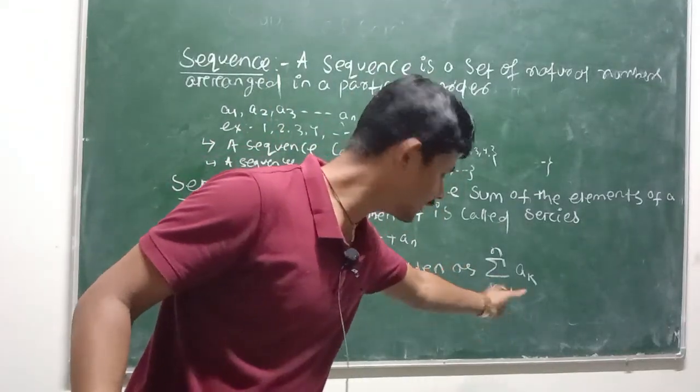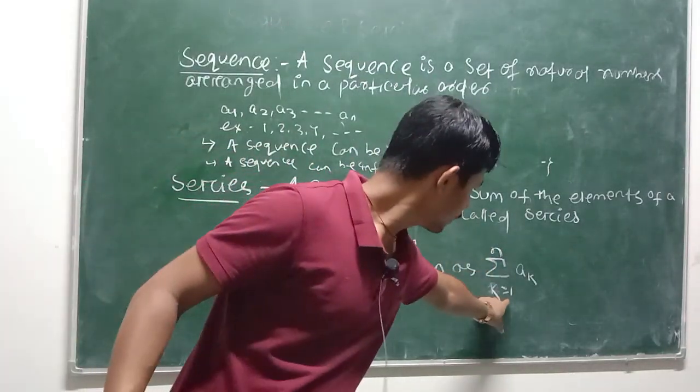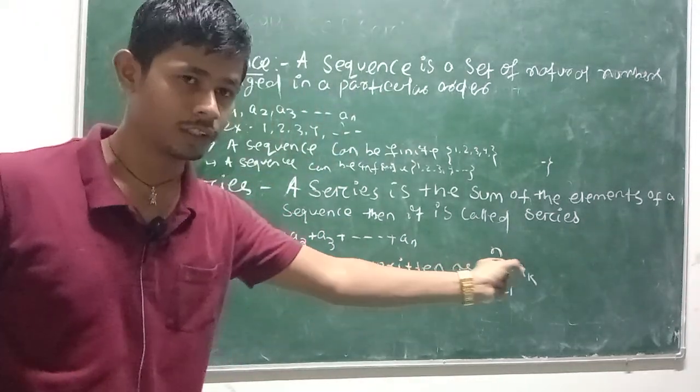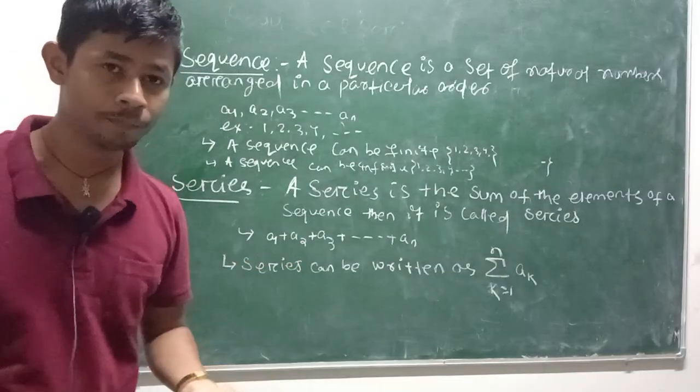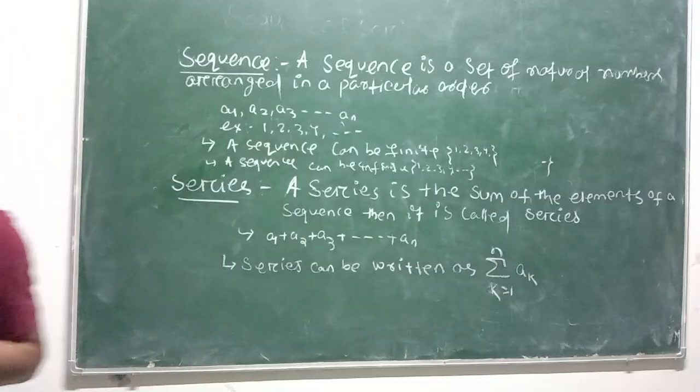Summation of a_k, with k running from 1 to n. Okay, k means a_k. So if k is 1, a1 plus a2 plus a3 up to n terms, that is called a series. So we will discuss some examples of sequence and series.